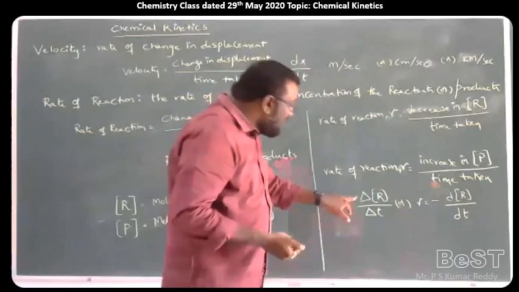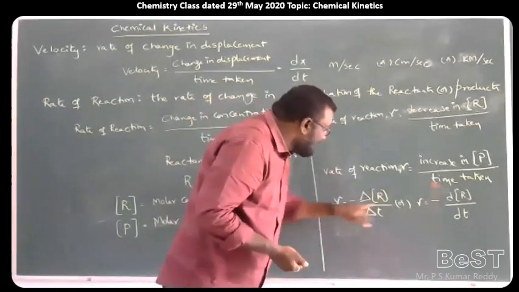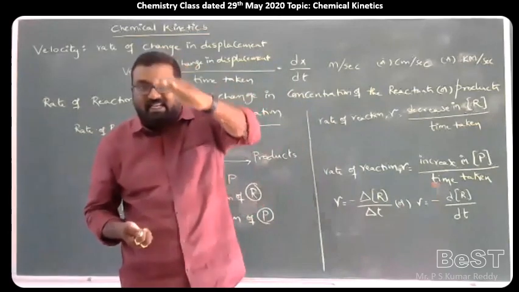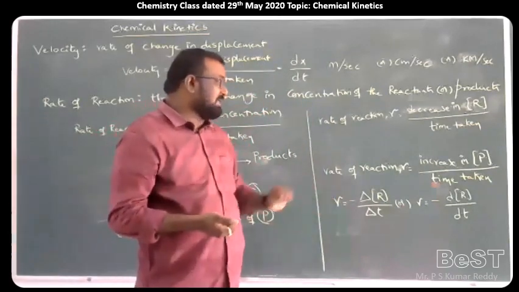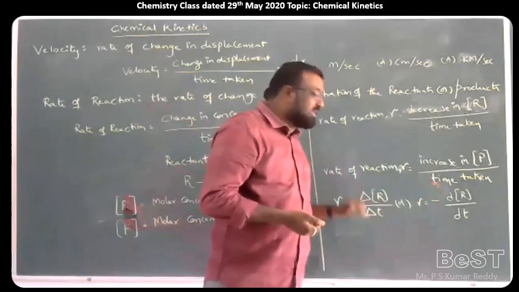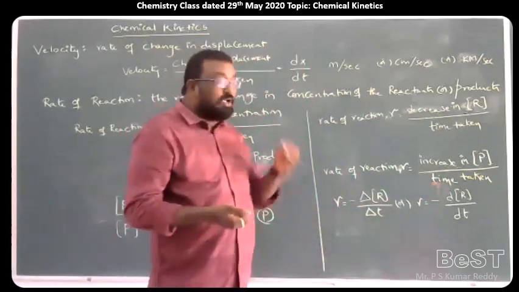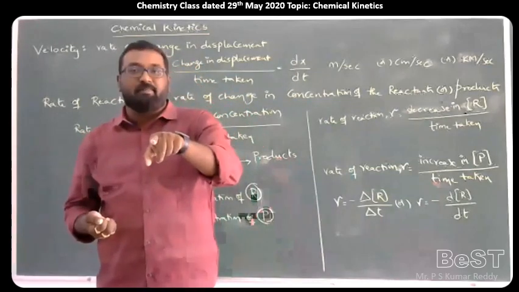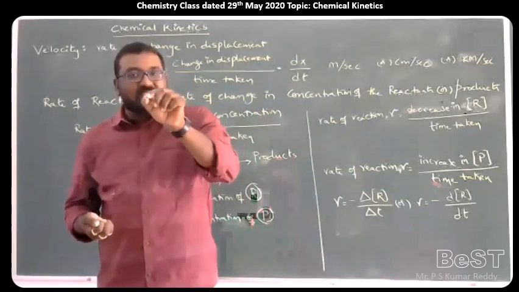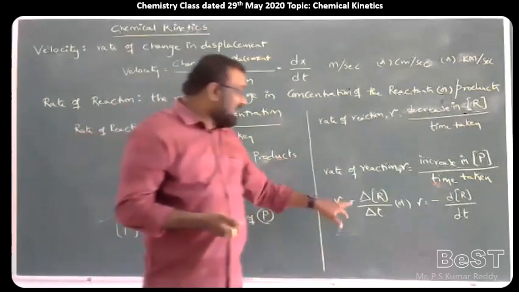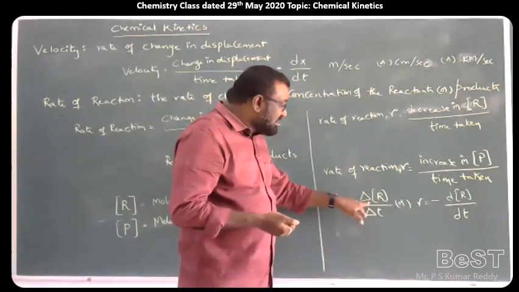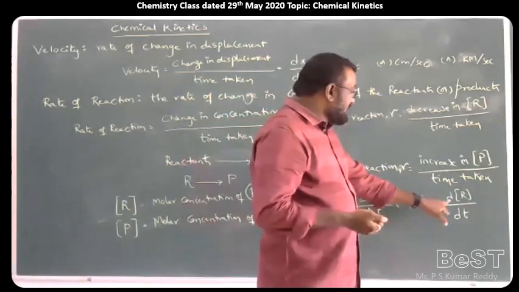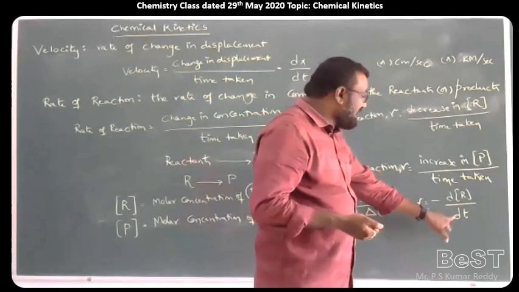But here, why are we using the negative sign, a minus sign? This minus sign denotes that there is a decrease in the concentration of the reactants. So to specify whether we are speaking about reactants or products, we use this minus sign or plus sign. Minus sign says that there is a decrease in the concentration of reactants by time taken. This is a small decrease in the concentration of the reactants by time taken.